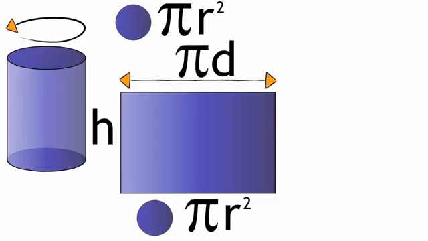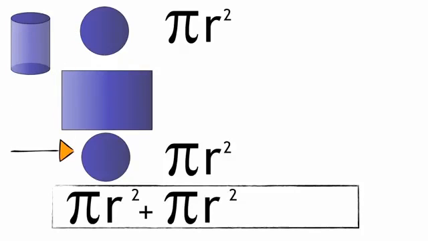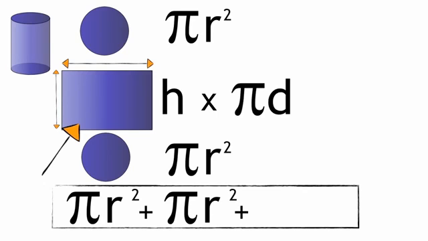So the surface area is going to be the area of the circle, pi r squared, plus this area of the circle, pi r squared. That's 2 lots of pi r squared. Plus the area of this rectangle. Now that rectangle is going to be this length here times this length here. So it's going to be h times pi d.